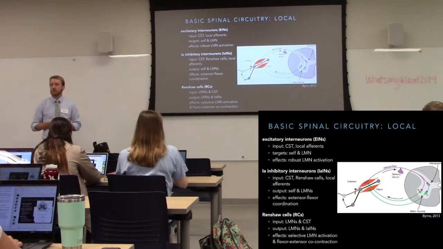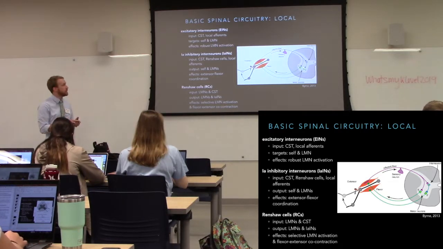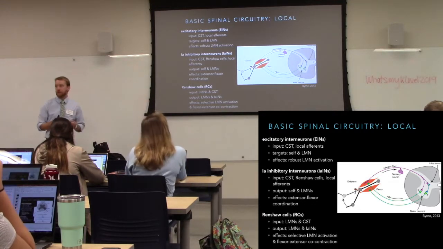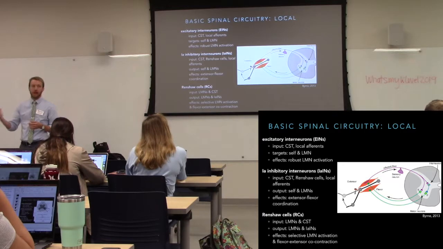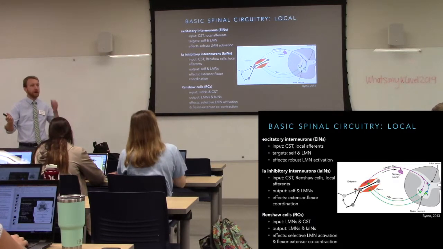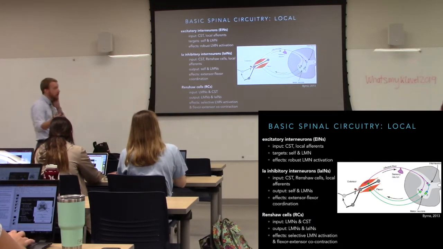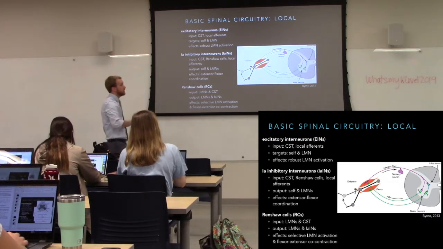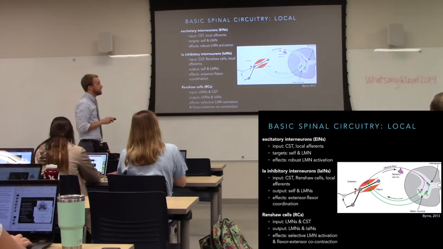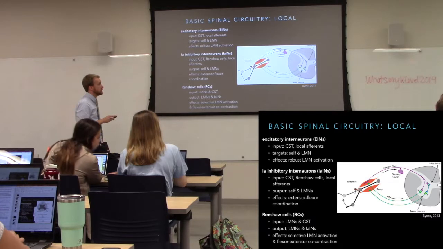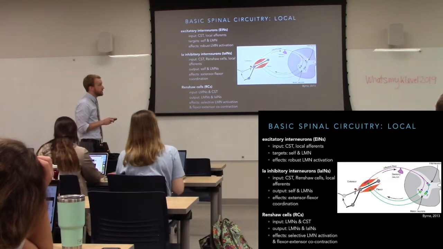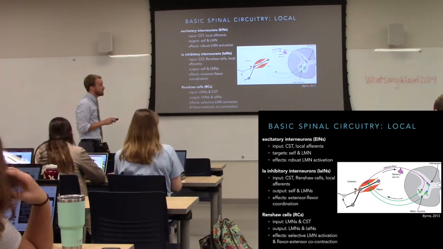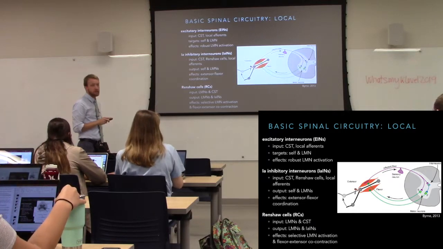So it would be really nice if we had some circuit worked out so that when one motor neuron is active, the other is inactive, and that's what our inhibitory interneurons here are doing. They're going to innervate the antagonist lower motor neuron to provide inhibition. So when we look at our stretch reflex here, we tap our tendon, we stimulate the spindle afferent here. It's going to excite the agonist lower motor neuron, and we contract.